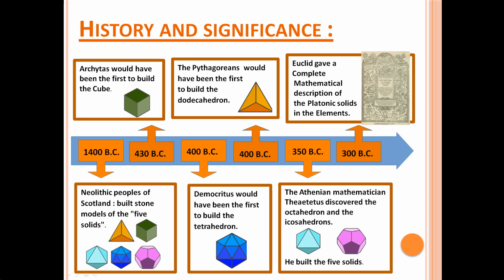The Athenian mathematician Theaetetus discovered the other 2 solids around 400 BC, the octahedron and the icosahedron. Above all, he was the first to build all 5. Euclid gave a complete mathematical description of the Platonic solids in the Elements.